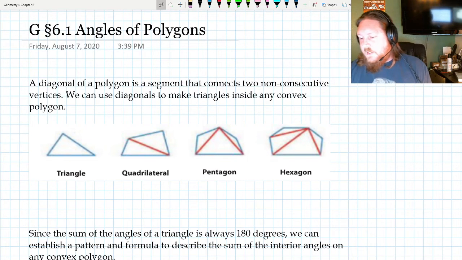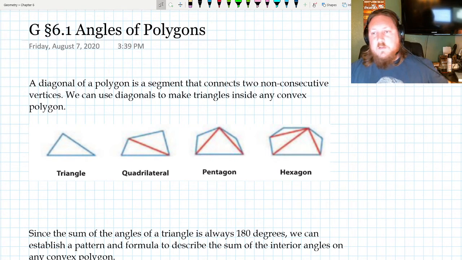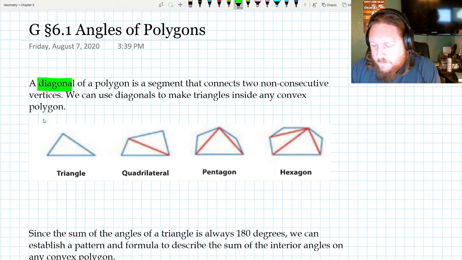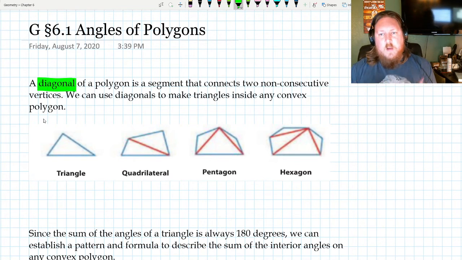Geometry, Chapter 6, Section 1, Angles of Polygons. So there's a new object that we might have talked about before. It's called the diagonal. And the diagonal of a polygon just connects two non-adjacent vertices. So it cuts through the middle of the polygon.